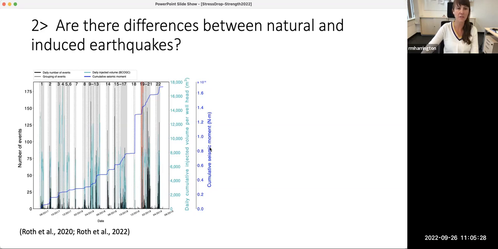And then we have the cumulative seismic moment curve here, where you can see there was a large earthquake, a magnitude 4.5, which was generated right within the middle of our array during that period.